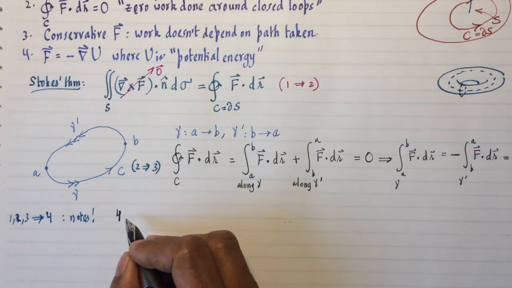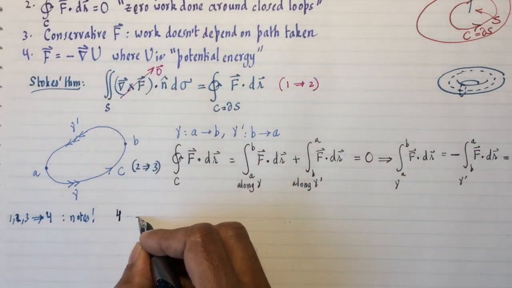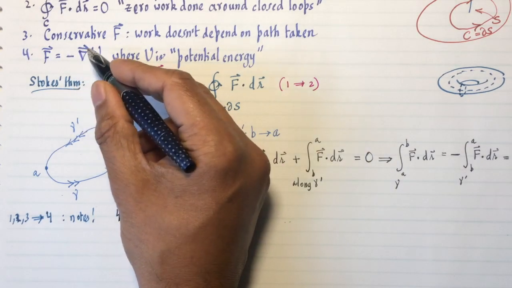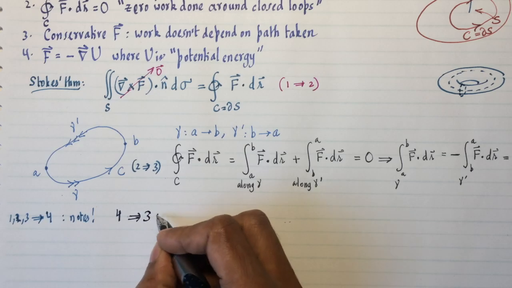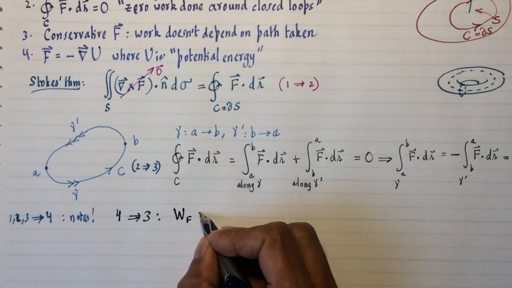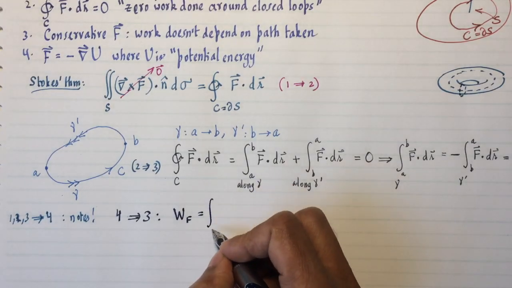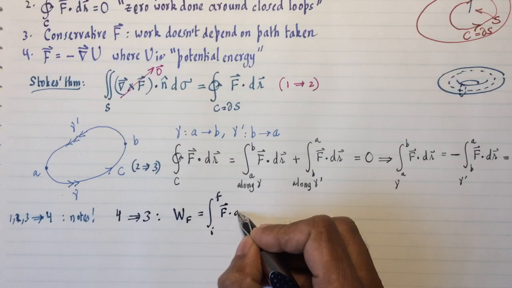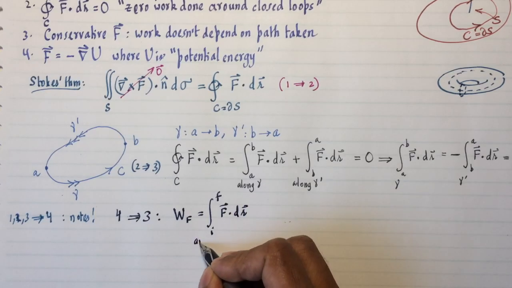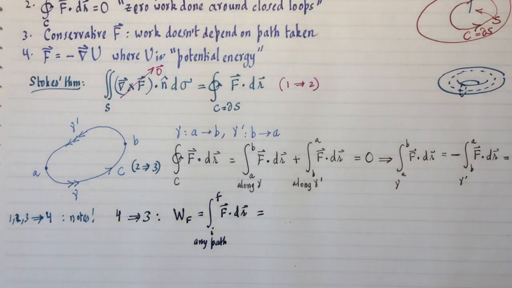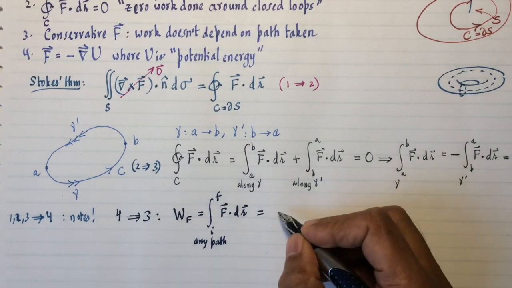the work done, I'll show that 4 implies that it does not depend on the path taken. I'll show that 4 implies 3. So what I'm going to do is I'll write W_F is going to be the integral from i to f, f dot dr, and let me say here any path. So I'm being bold here. I'm predicting that it won't depend on the path taken.